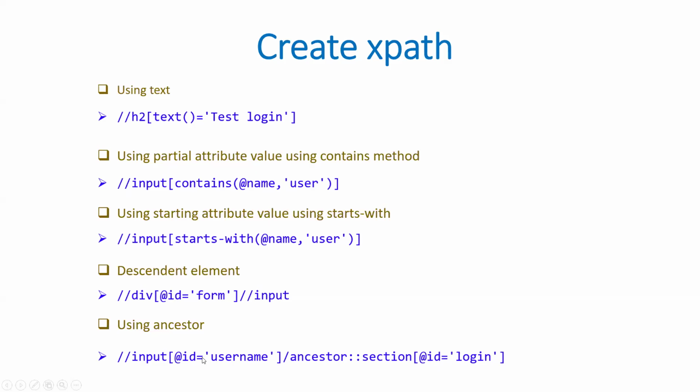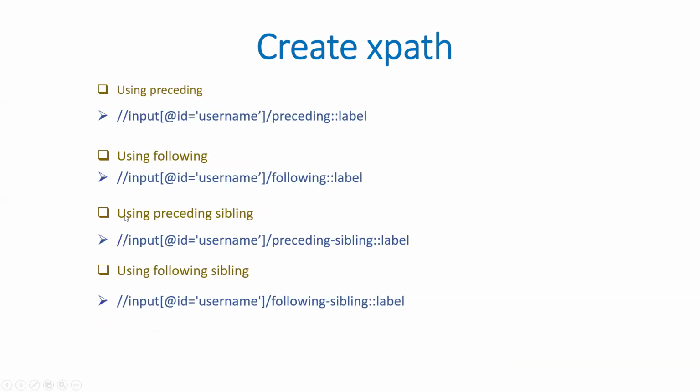All of you clear? That was ancestor, and when to use this ancestor method. So next, preceding. Preceding means, currently we are in this input element. I want to find an element with the HTML tag label, which is displayed before this input element. Preceding means before. So this label element should be displayed before this input. Then we should use preceding here.